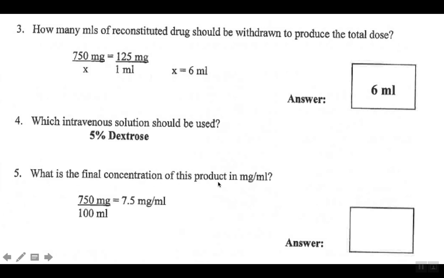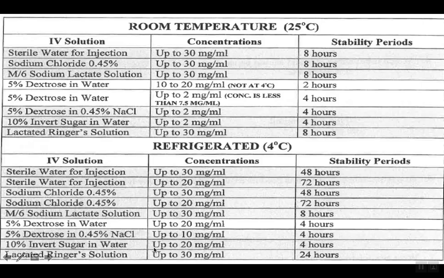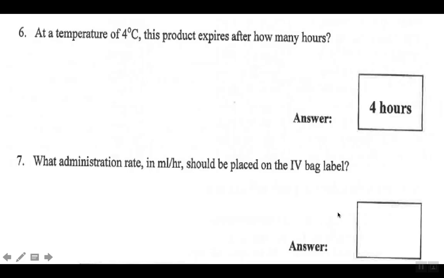What is the final concentration of this product in milligrams per mL? 750 milligrams in 100 mL, so 7.5 milligrams per mL. Right, so at a temperature of 4 degrees Celsius, right? So that's why we eliminated the room temperature. This product expires, right? So we chose this one, so 4 hours. What administration rate in mLs per hour should be placed on the IV bag label? 100 mLs over 4 hours. That's exactly what the prescription said, right? To infuse it over 4 hours. So the infusion rate will be 25 mLs per hour.